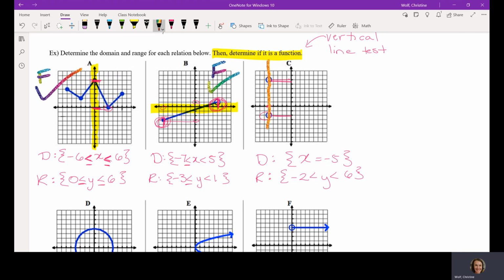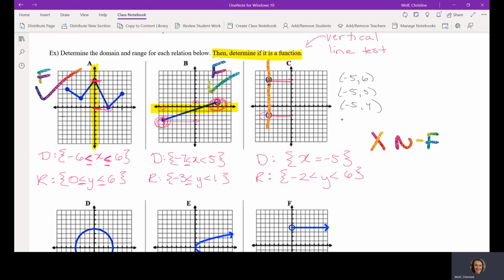So that means that this is a non-function. And if that confused you, just think about this. If I asked you to plot the points of this graph, starting with the highest point, that would be the point -5, 6. Then if I went down 1, this point right here would be -5, 5. Then if I went down another one, it'd be -5, 4, and so on.